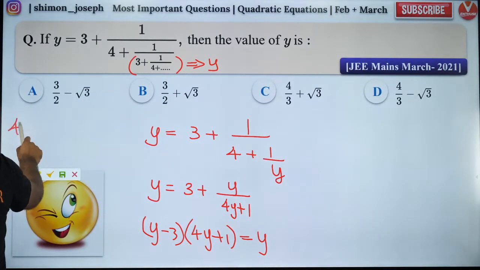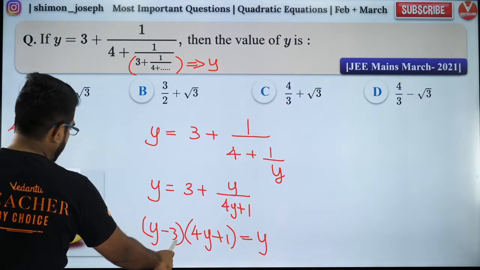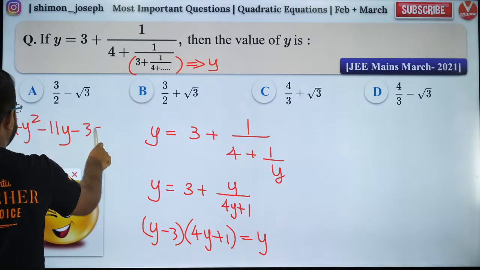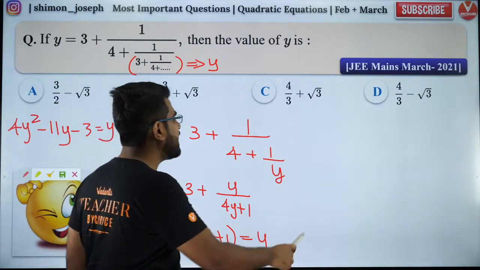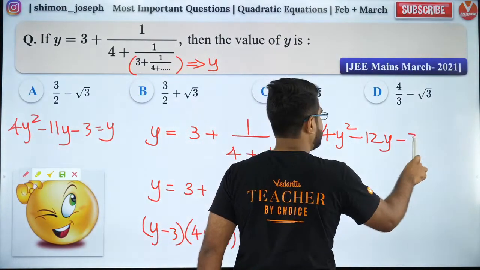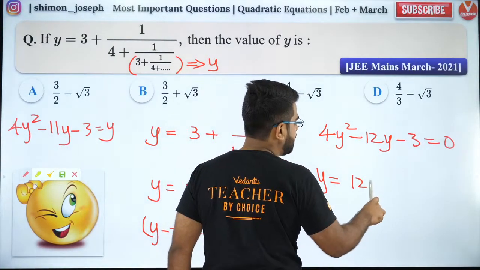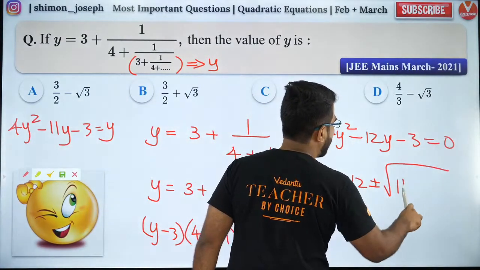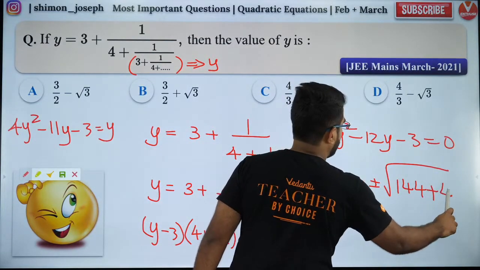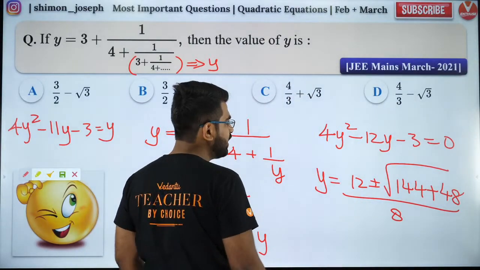What will I get? I will get 4y square plus y minus 12y. So I'll get minus 11y, right? Minus 3 is equal to y. So my quadratic will be 4y square minus 12y minus 3 is equal to 0. So what is y? y is equal to minus b plus or minus root of b square minus 4ac by 2a, which will be 8. Are you all clear with it?